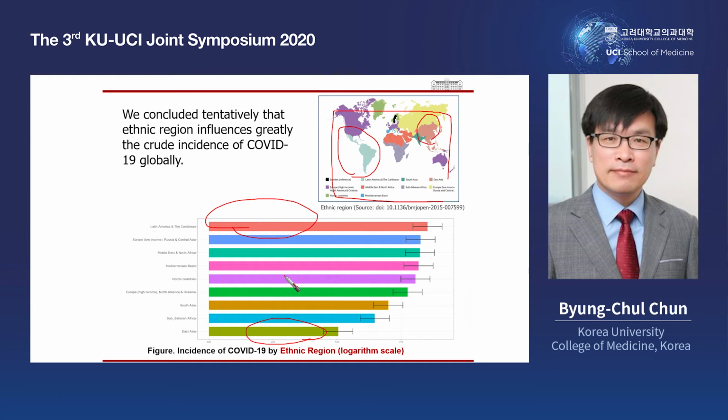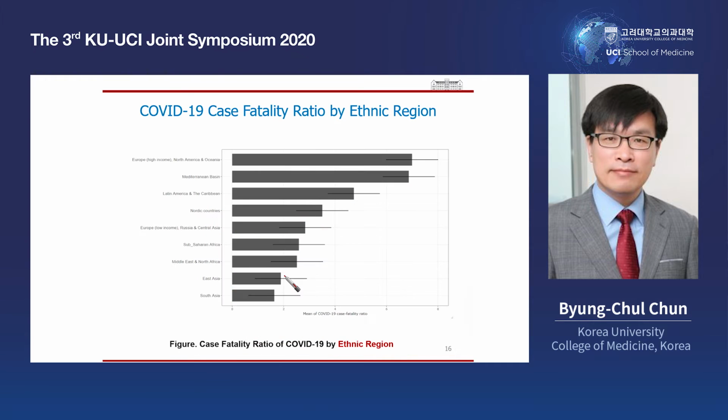We conclude tentatively that ethnic region greatly influences the crude incidence rate of COVID-19 globally. You can see the case fatality ratio is also highly dependent on ethnic group. Again, the Asians had lower case fatality ratio, but Europe and North America have the highest case fatality ratio.